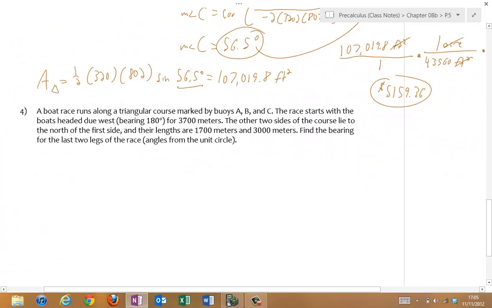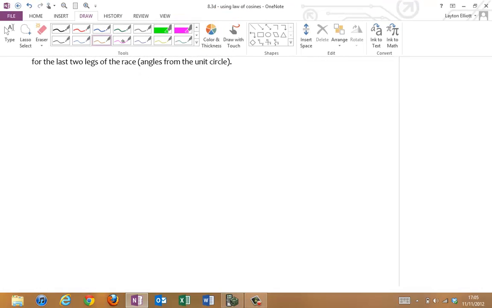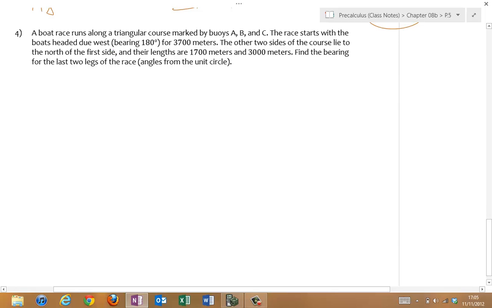Whew, okay, let's move down to number 4. We'll switch to pink. A boat race along a triangular course marked by buoys A, B, and C. The race starts with the boats headed due west for 3,700 meters. So bearing 180 degrees means the direction they're going. So here's the start. It goes due west for 3,700 meters.